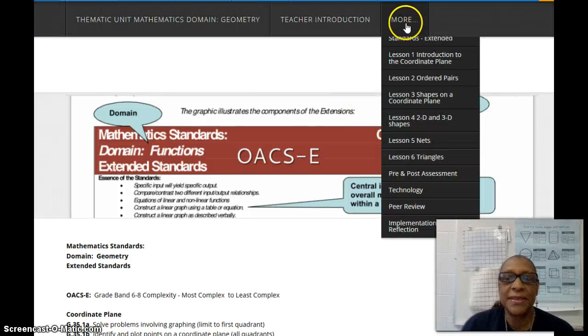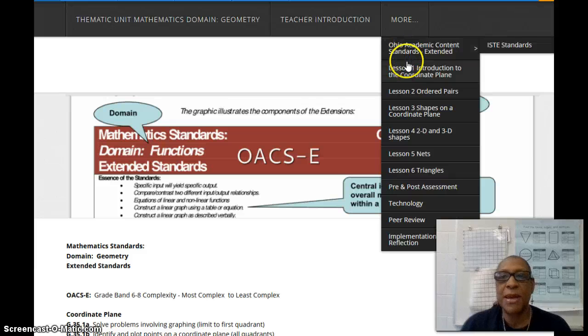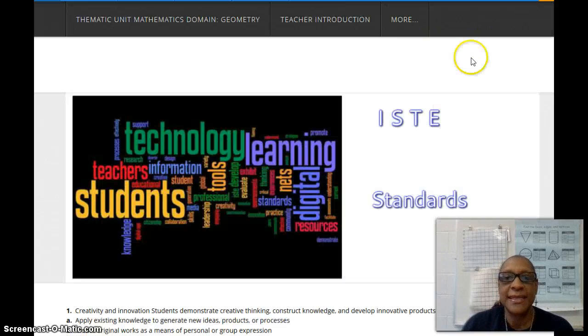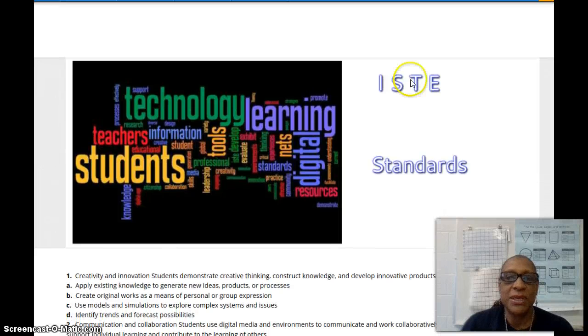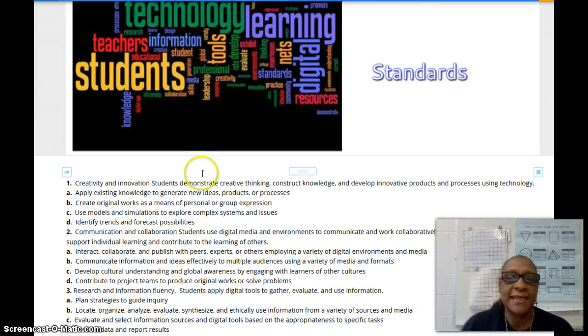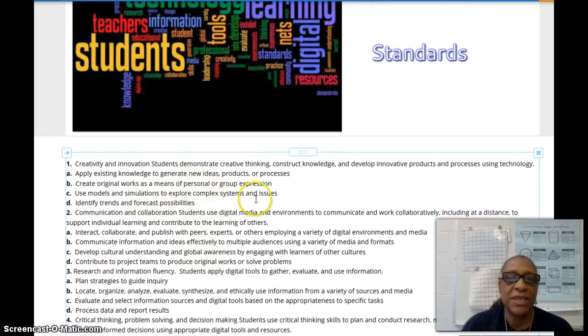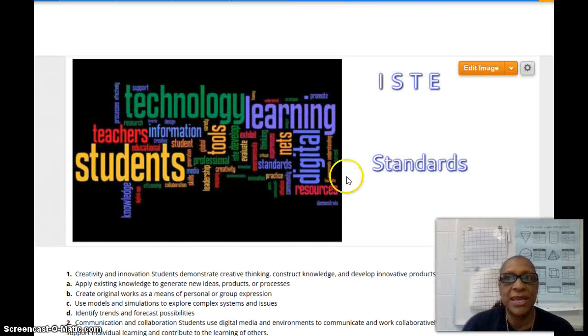Next on this web page, you will discover other things for the thematic unit: the standards, and ISTE, so that we can take a look at the technology that both students and teachers should implement as this unit is created. These are the things that you will see within the unit.